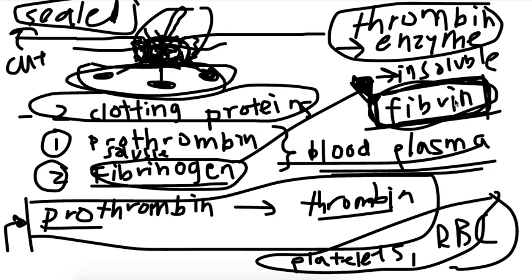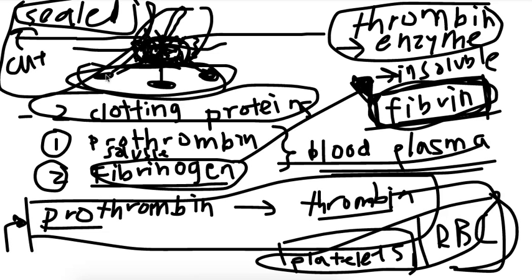So this fibrin is able to create this mesh-like structure that contains platelets and red blood cells, and this eventually is able to seal the cut.